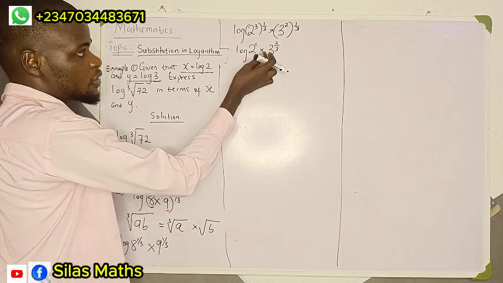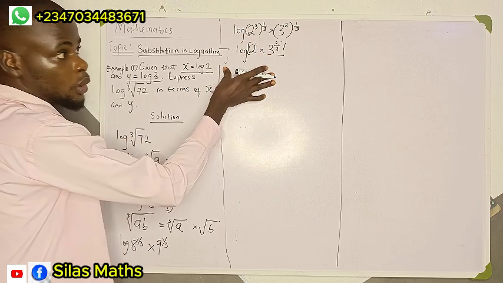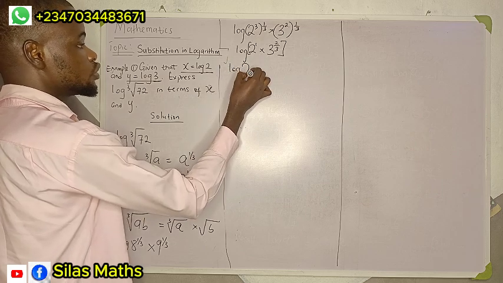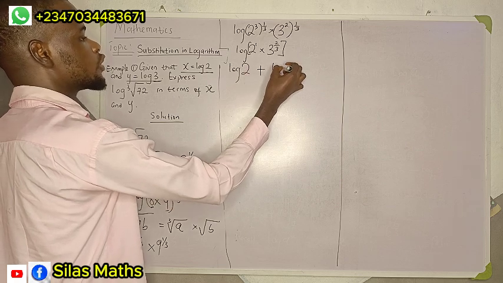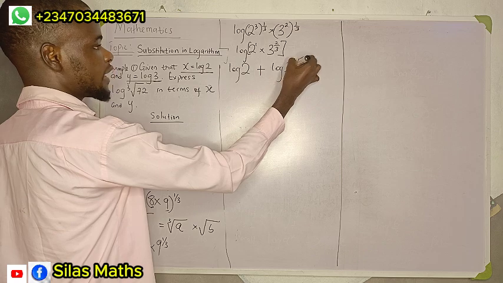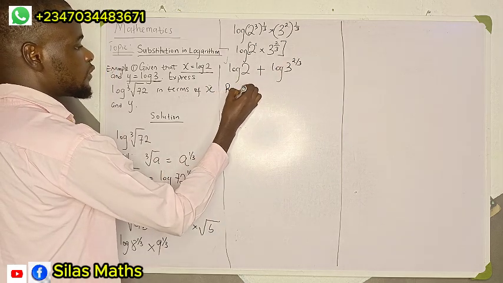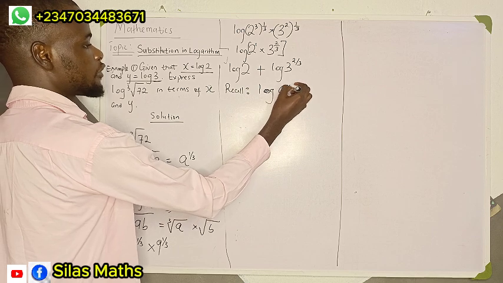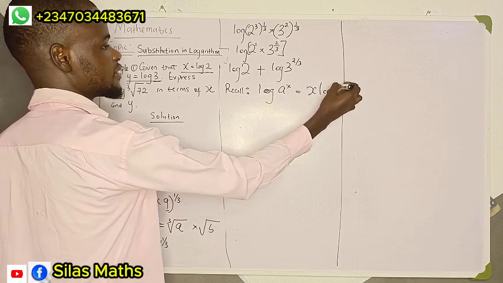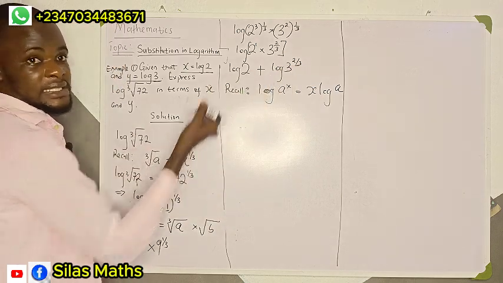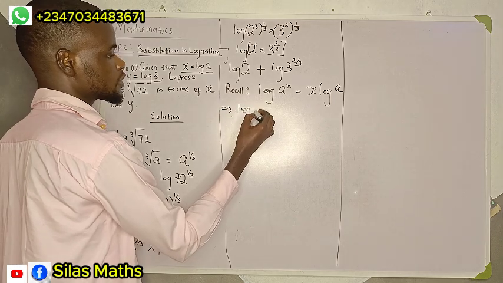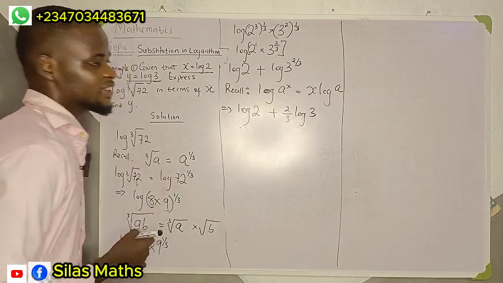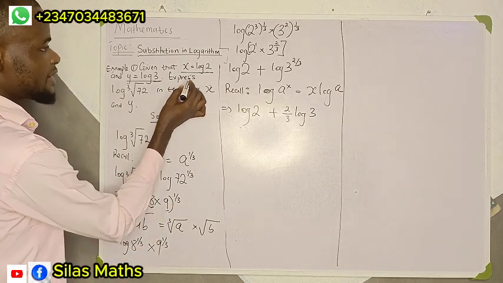Now separating them because they are multiplying. Remember, this is just a single log. Since they are multiplying, I can separate them by applying the addition law. So this becomes log 2 plus log of 3 raised to the power of 2 over 3. And recall that log of a to the power of x is always equal to x log a. So this power will multiply this log, and that will give me log 2 plus 2 over 3 log 3. So at this point we've been able to arrive at this.